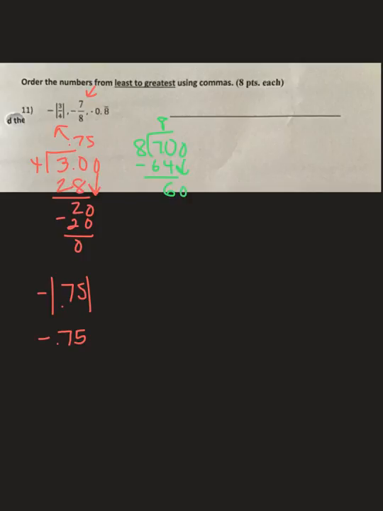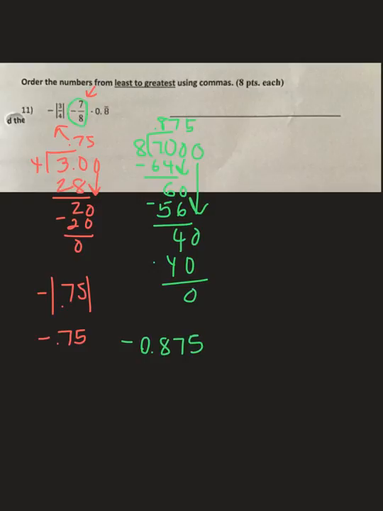8 can go into 60 7 times. 7 times 8 is 56. Subtracting, you get 4. Add a 0. 8 goes into 40 5 times. 5 times 8 is 40. And we're done. So make sure you bring up that decimal. So remember the original problem was negative 875 thousandths.